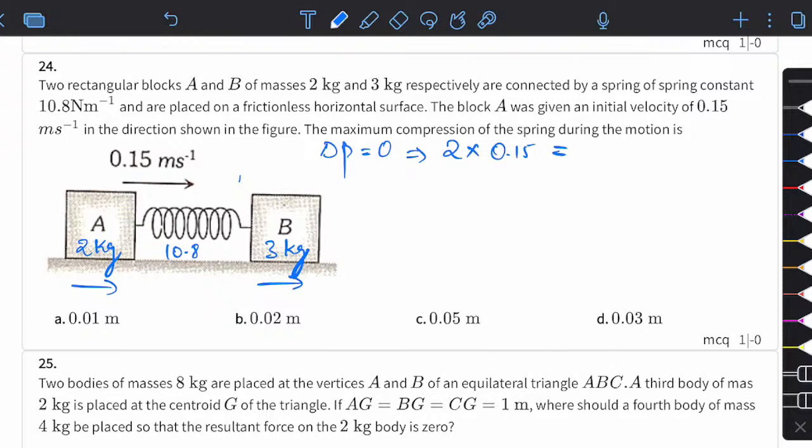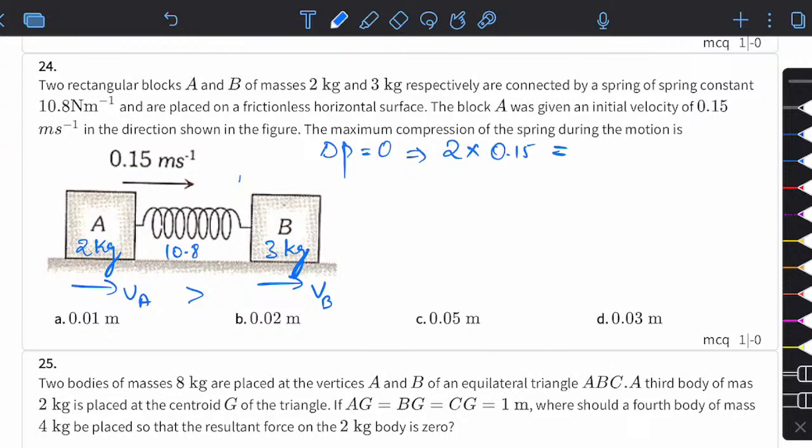When the compression in the spring is maximum, both the masses should have the same velocity. How do we realize this? Let's pretend they don't have the same velocity. Let's pretend for a moment VA is greater than VB. Now if VA is greater than VB, what is going to happen? A is going to get closer to B.